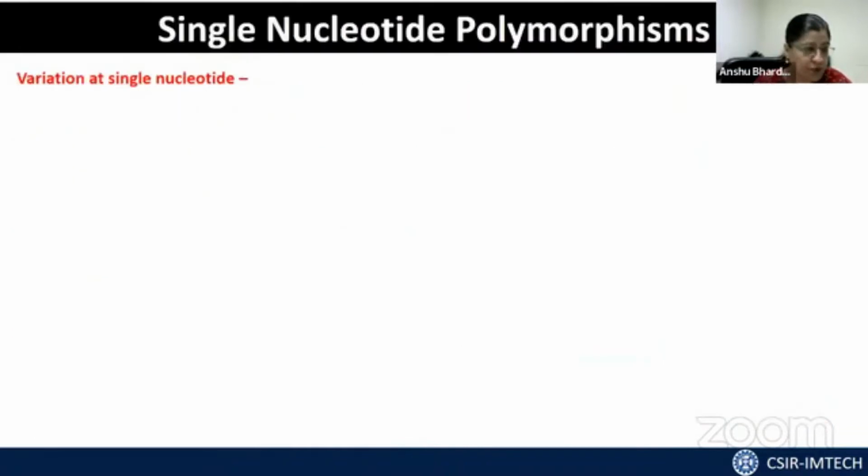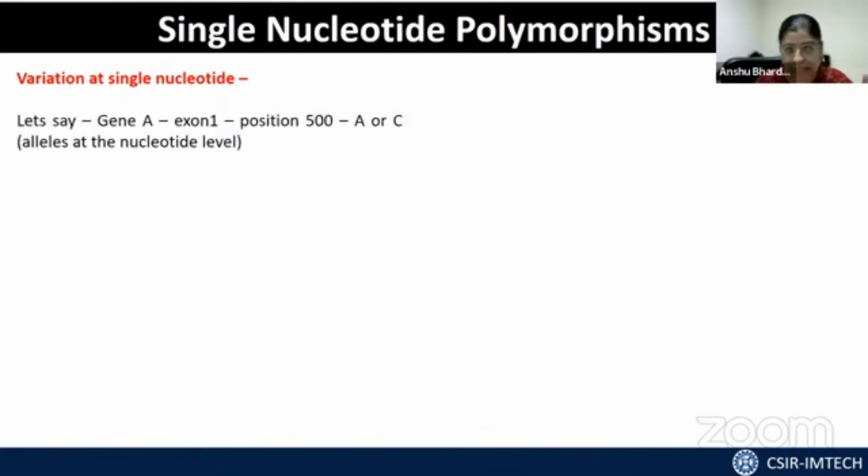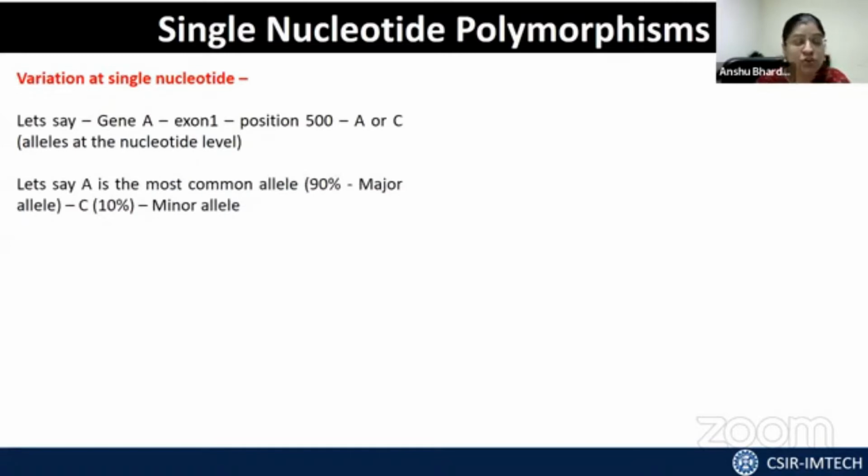Now, when you talk of single nucleotide polymorphism, it means that it's a variation at a single nucleotide. Say, for example, let's say there is a gene A, and that gene A has an exon, right? We all know what exons are. In exon 1 at some position, let's say 500, in a population, you either see A or C. Now, in technical terms, we call these alleles at the nucleotide level. So there is an A allele and there is a C allele. Now, let's say A is the most common allele, like 90% of the times, A is observed. So we call it a major allele, and C is observed the rest 10% of the time. So it's a minor allele.